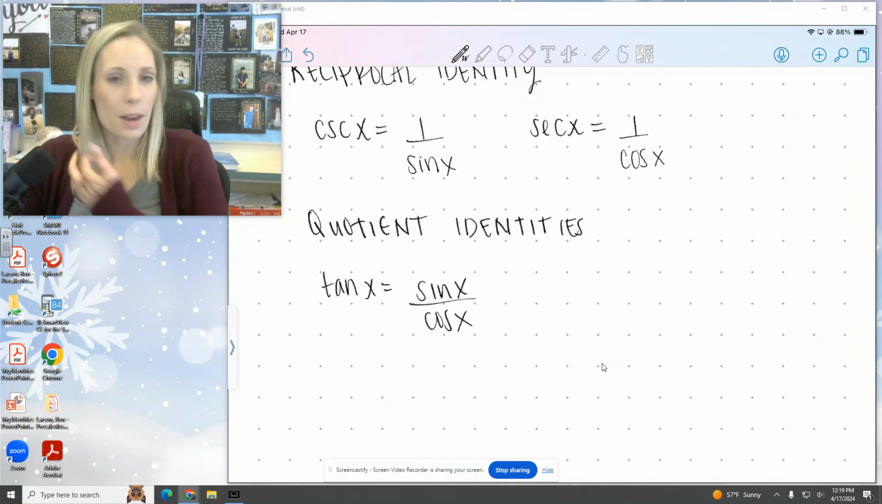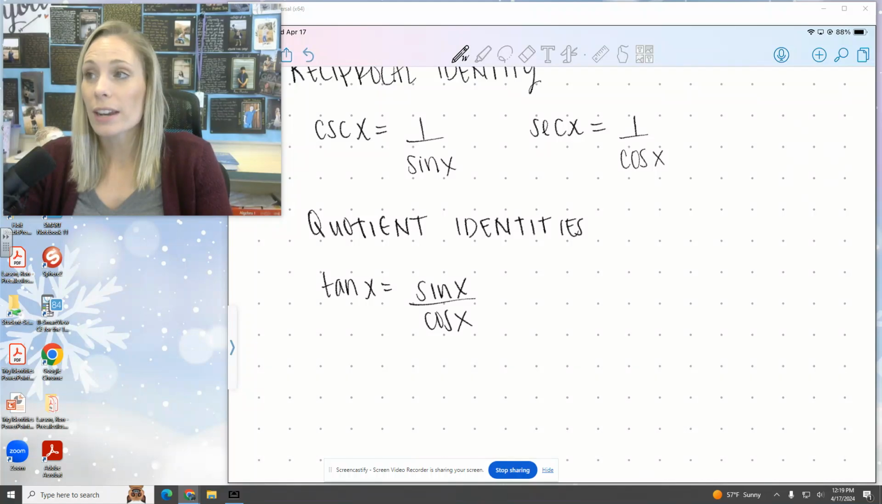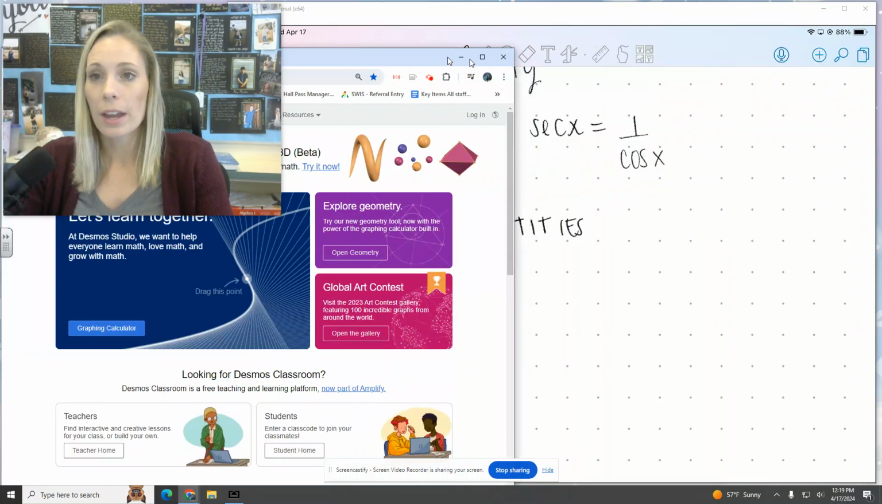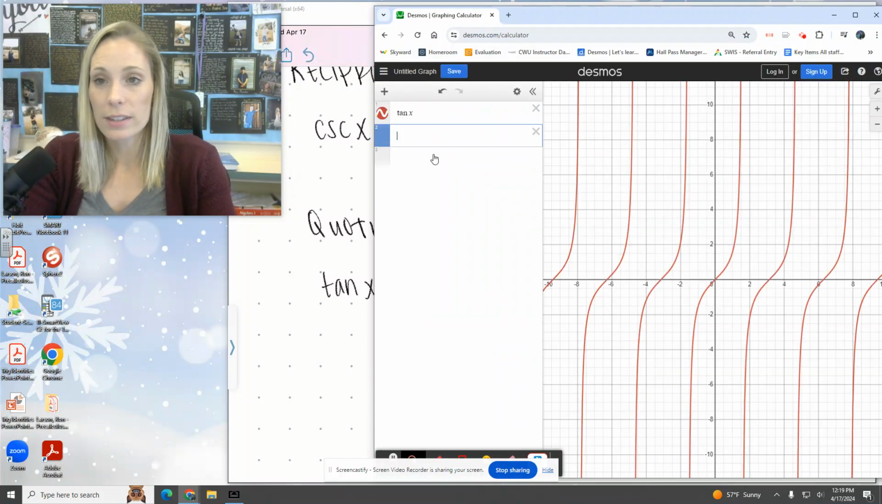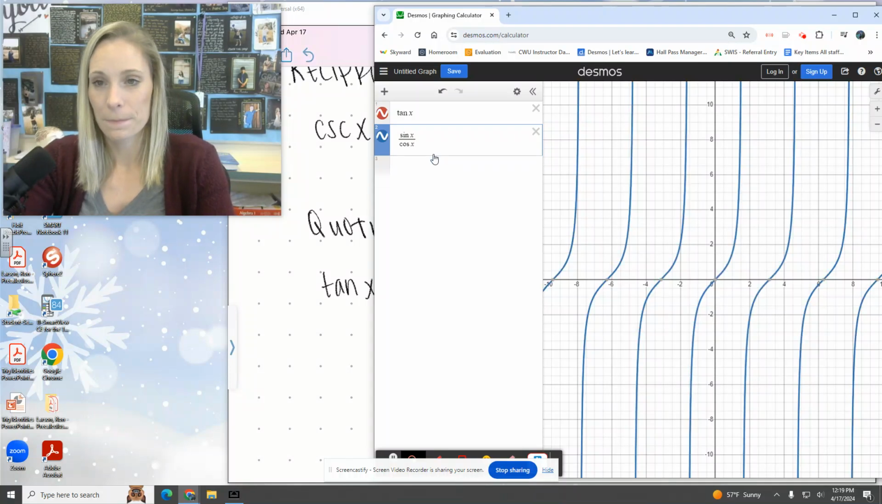Now, I want to pause for a second and remind us what an identity is. An identity is an equation that is always true. And so if you were to graph these things, no matter what, you're going to get exactly the same curve each time. So I'm going to take a moment and I want to show you that these are identities. The one that we just talked about was tangent of x, and tangent of x is the same thing as sine over cosine. If you look, these graphs are exactly the same. That's what makes it an identity.